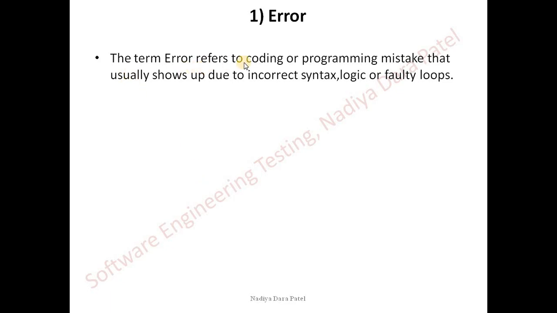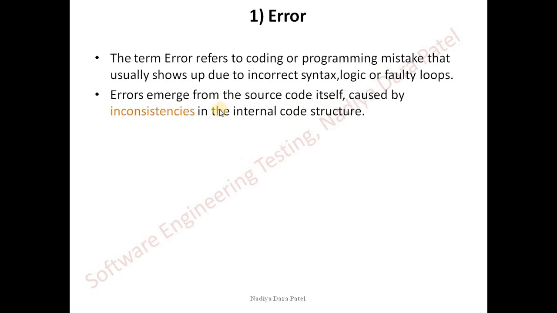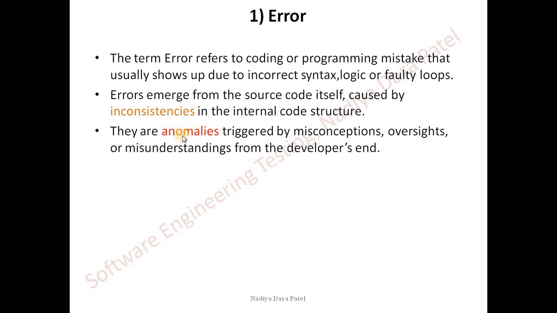The term error refers to a coding or programming mistake that usually shows up due to incorrect syntax, logic, or faulty loops. Errors emerge from the source code itself, caused by inconsistencies in the internal code structure. They are anomalies triggered by misconceptions, oversights, or misunderstandings from the developer's end.